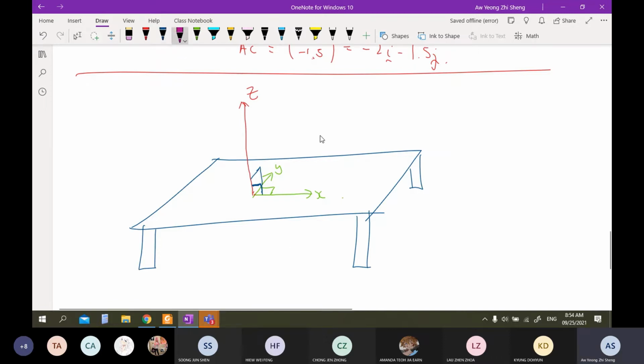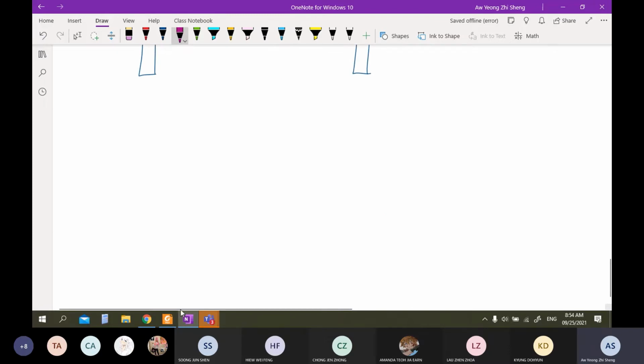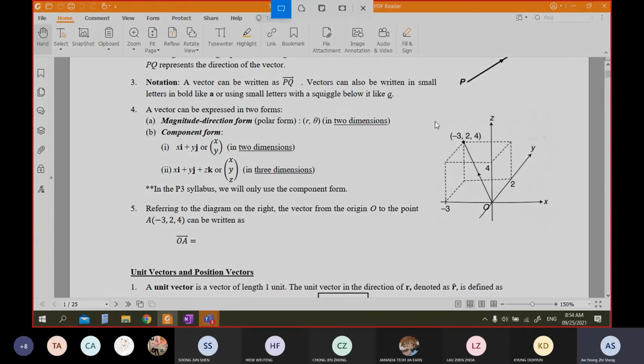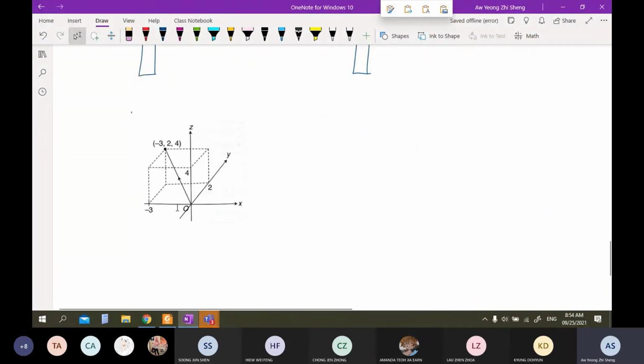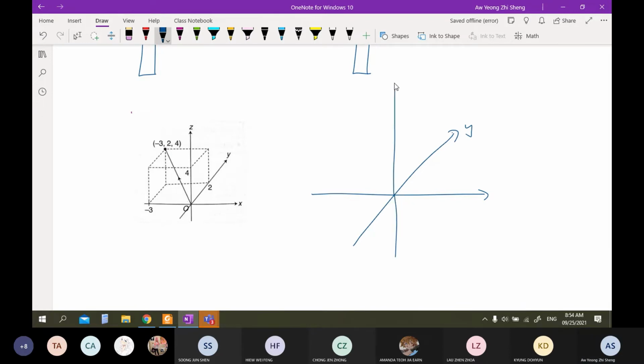If you can see the diagram that I printed out, this one, this is how we usually draw a 3D diagram. But you won't be asked to draw. We'll just draw the x, y, z axes like this. And then they will of course share a common origin, a common 0 for all the 3 axes.